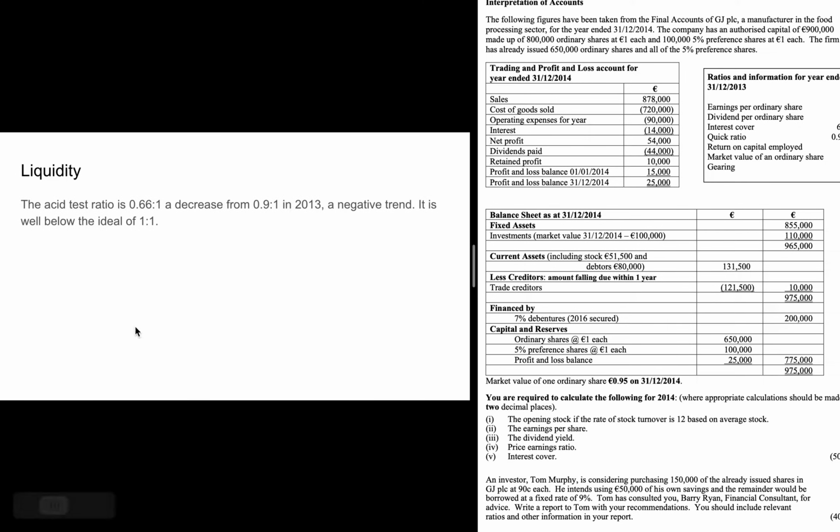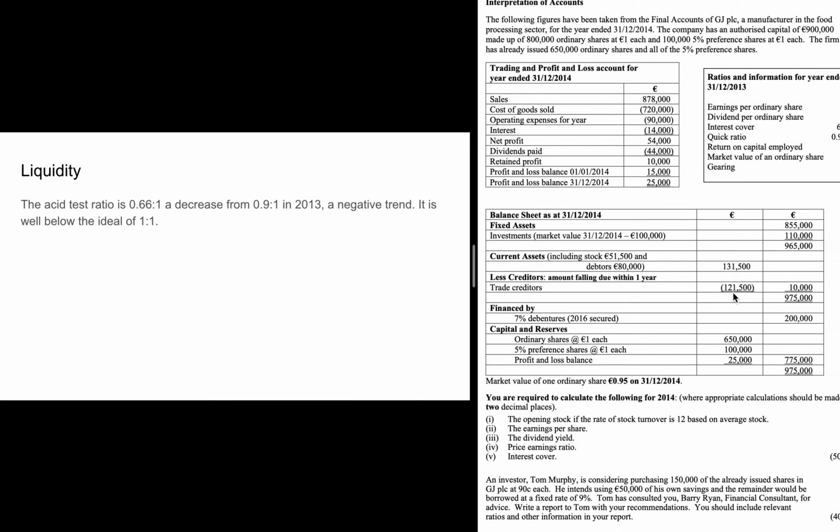So work out the asset test ratio. Current assets minus closing stock: 131,500 minus 51,500. And compare that to your 121,500 and you get 0.66 to 1.